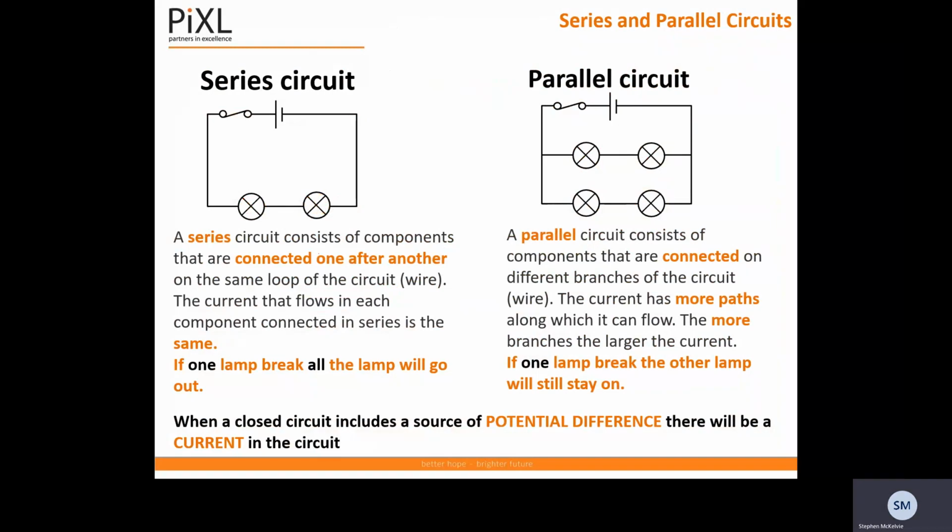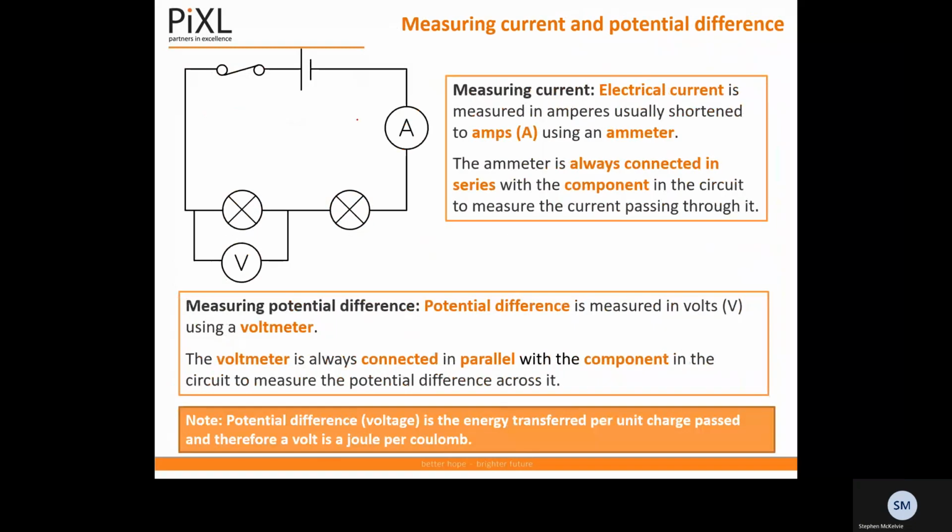We measure current using an ammeter. The reason why we call it that is that the unit of current is an amp. The ammeter is always connected in series with the components so that it can measure the rate of flow of electrons as it passes through. Sorry for these lines, I don't know where they come from.